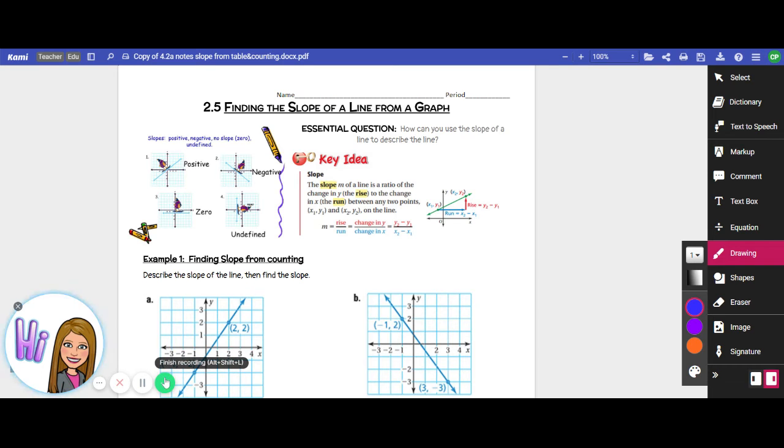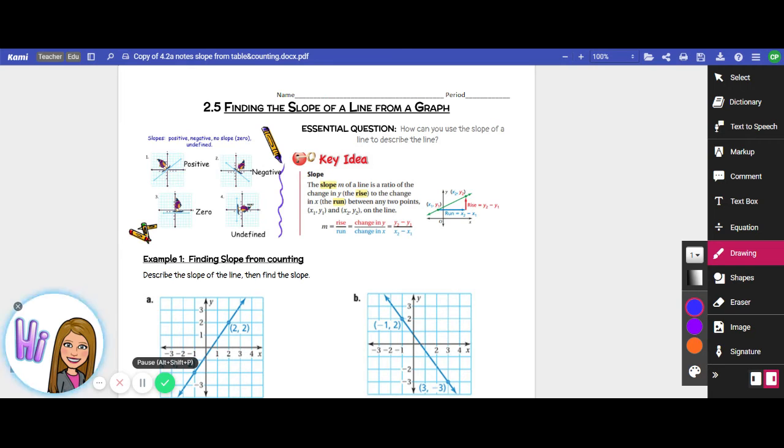Okay, now we're finally moving on to our actual notes. And I want to pull some information over from my other page, just because it simplifies it a little bit. So we talked all about these positive, negative, zero, and undefined slopes in different ways. And I also gave you the definition of the slope.